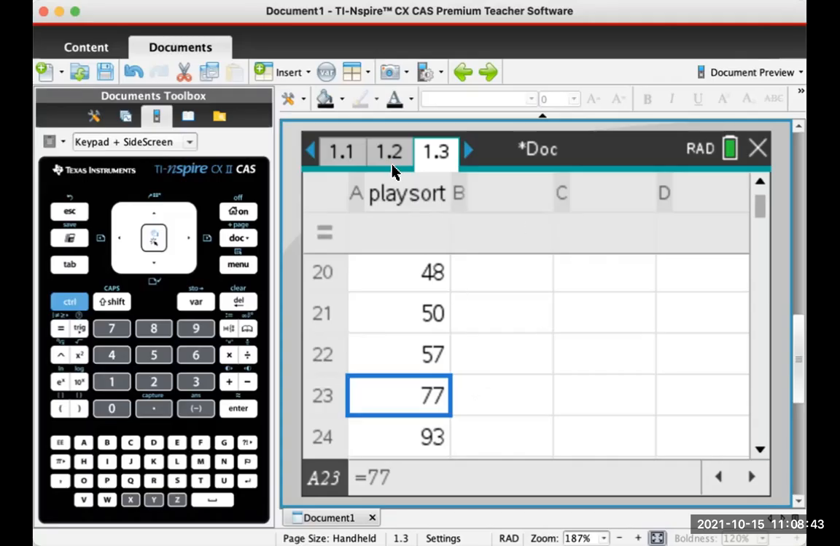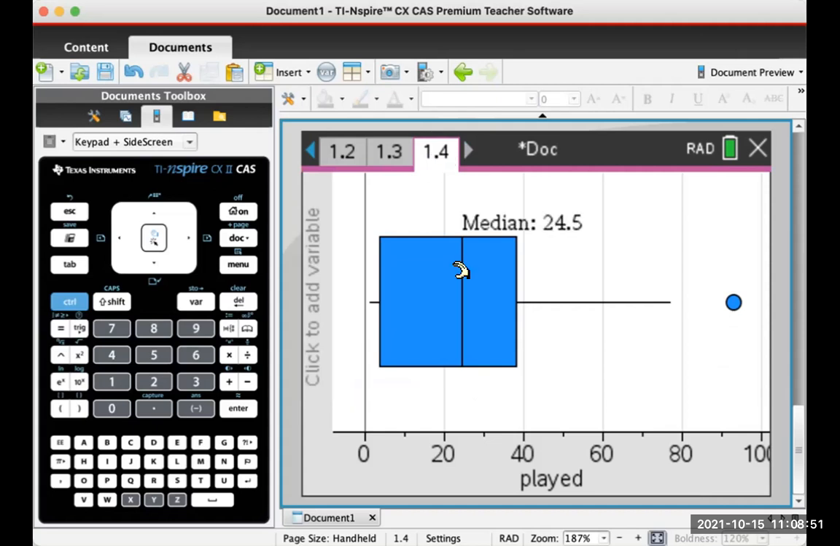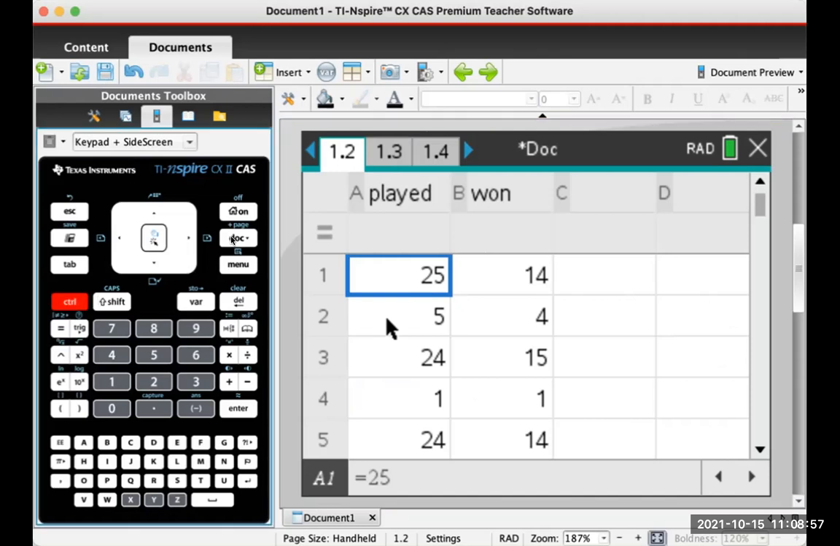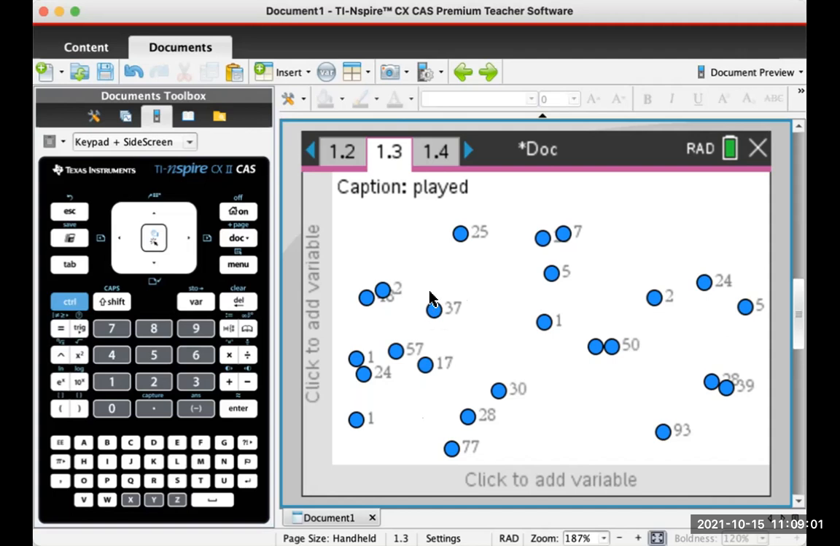In the last couple of minutes, we're going to go through and construct a scatter plot for this. So we've already constructed a box plot. You know what, we'll leave it there, okay? We'll go back to this table here and press Control Doc. Notice we want to go to data and statistics. We're going to construct a box plot, sorry, a scatter plot. Now, it did say played is the EV.